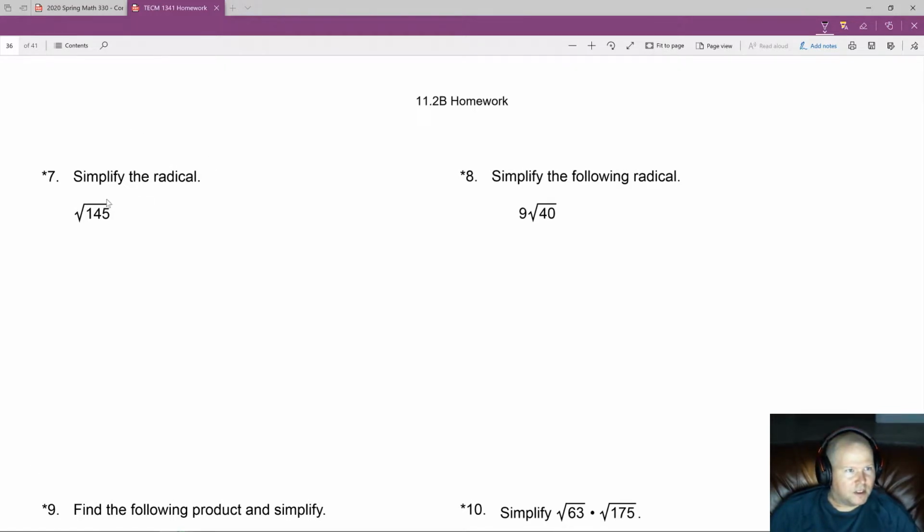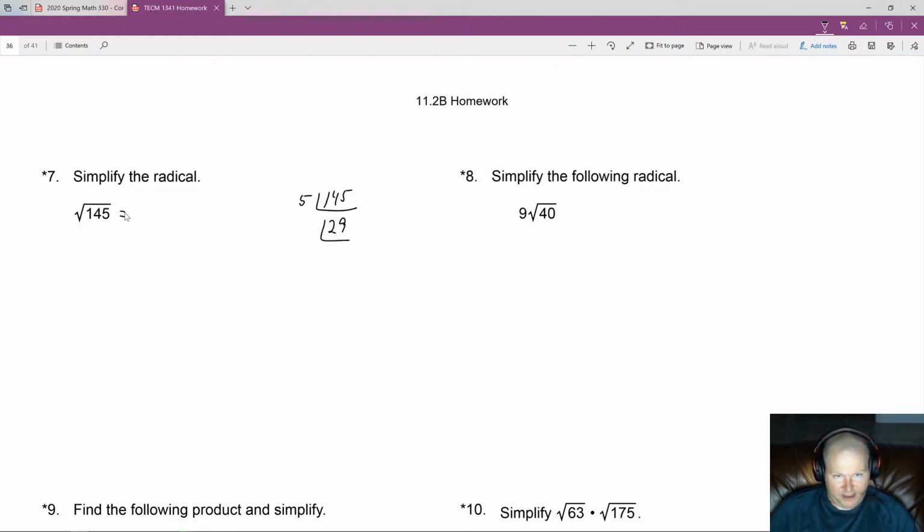11.2b, homework. Simplify the radical: the square root of 145. Now we probably want to do the prime factorization of 145. That's just going to make this one easier because the number's getting a little bit big. So what can I divide into 145 evenly? Well, I can divide that by 5, and that will give me a 29.